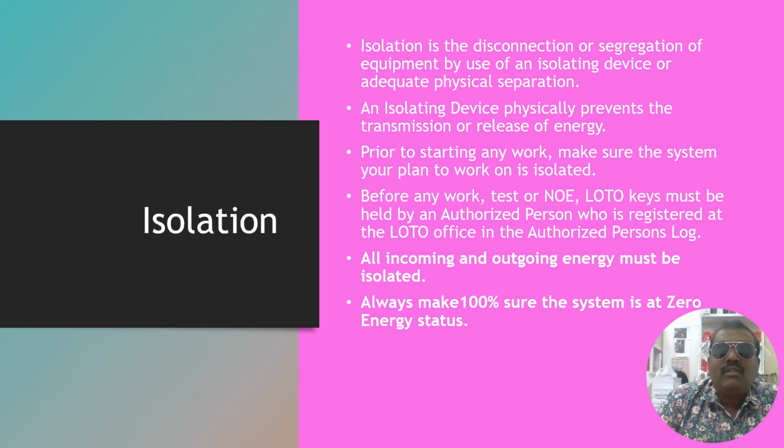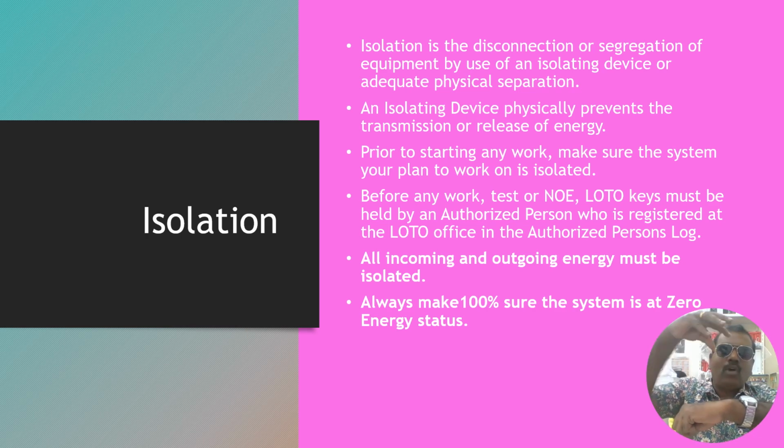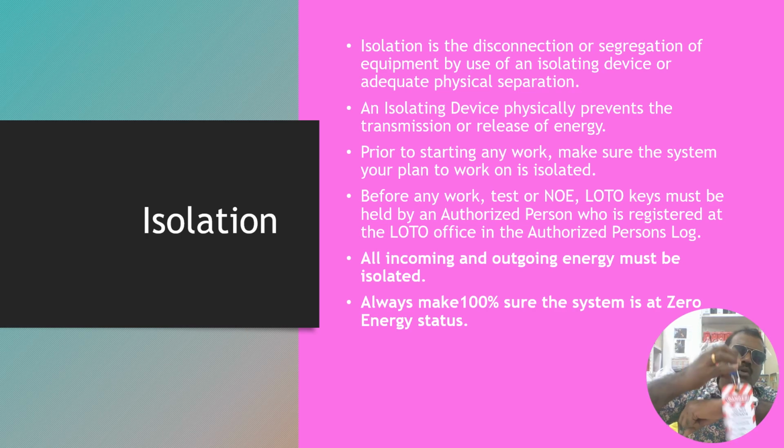An isolating device physically prevents the transmission or release of energy. So now this is the pipeline. Maybe we are locking this location. After this location, for example, the valve is there. We close the valve and provide this padlock, so no one can remove this padlock and no one can operate this valve. So the power supply, water, or steam, whatever, cannot flow to another location.